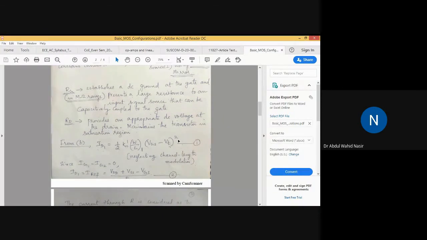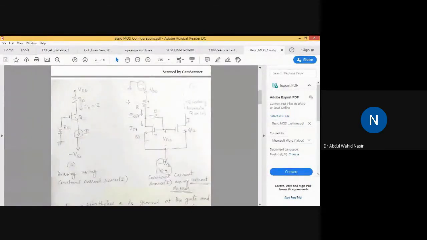Also, Ig1 is equal to Ig2. In the circuit diagram it is clear: Ig1 is equal to Ig2 is equal to 0. This is an established fact. Now here we can see ID1 is also written as I reference. The current flowing through this R has been taken as I reference, and the current at this terminal is ID1, since no current will flow into the gate of the transistor.